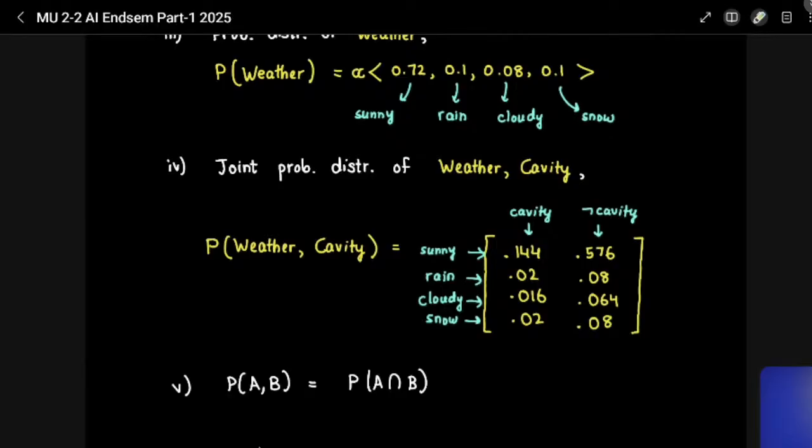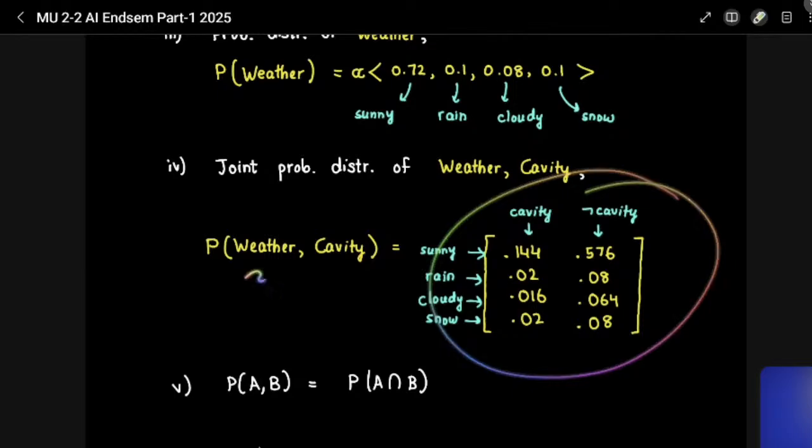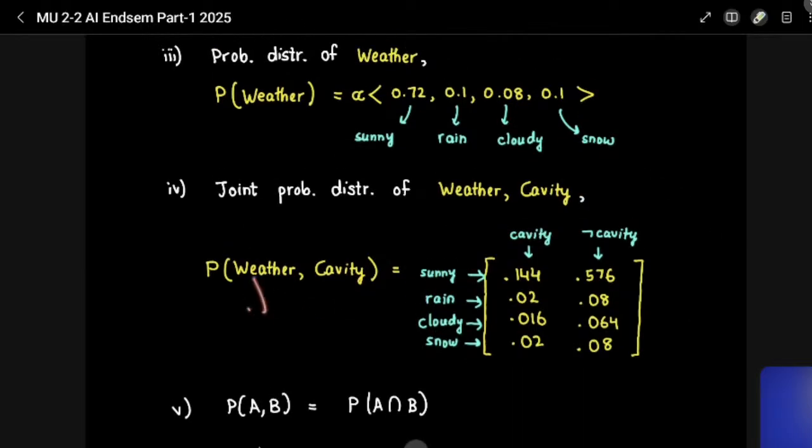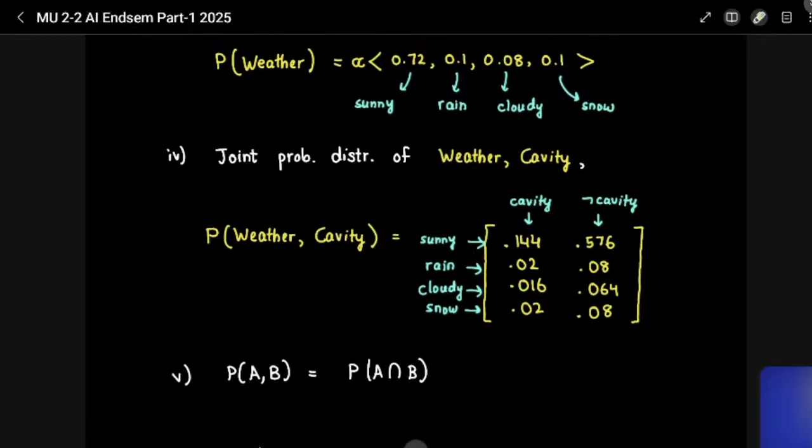joint probability distribution. Now you have two random variables. Now you'll have to look at all pairs. So sunny, cavity, sunny, no cavity, rain, no cavity. So you'll get a matrix. There are four kinds of weather, and since cavity is a Boolean variable, you'll have true or false. So you have two kinds of answers there. So a 4 cross 2 matrix is what you'll get. And if you see a comma, it usually means and. So don't get confused.